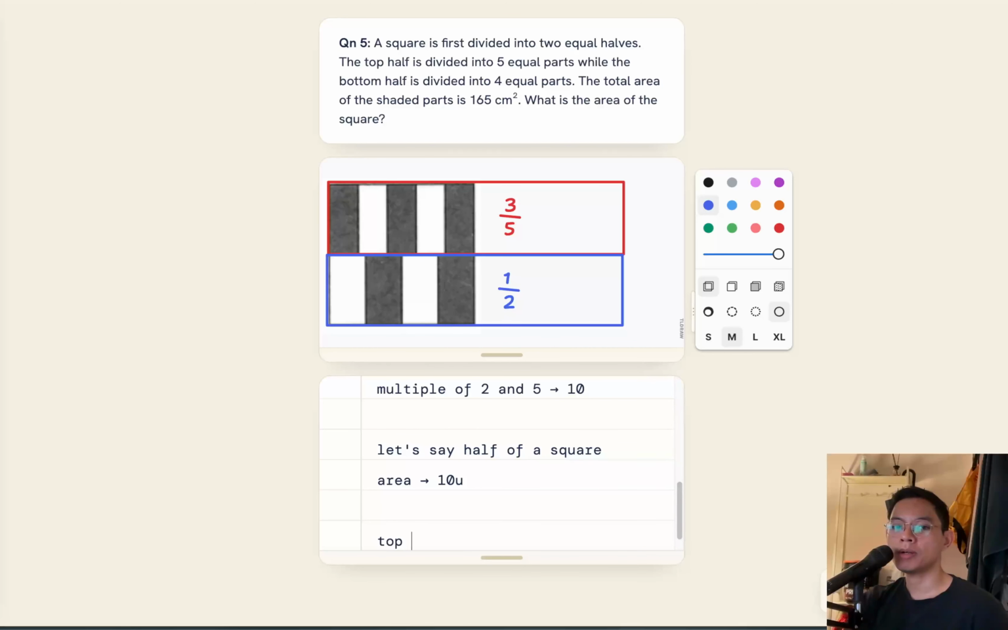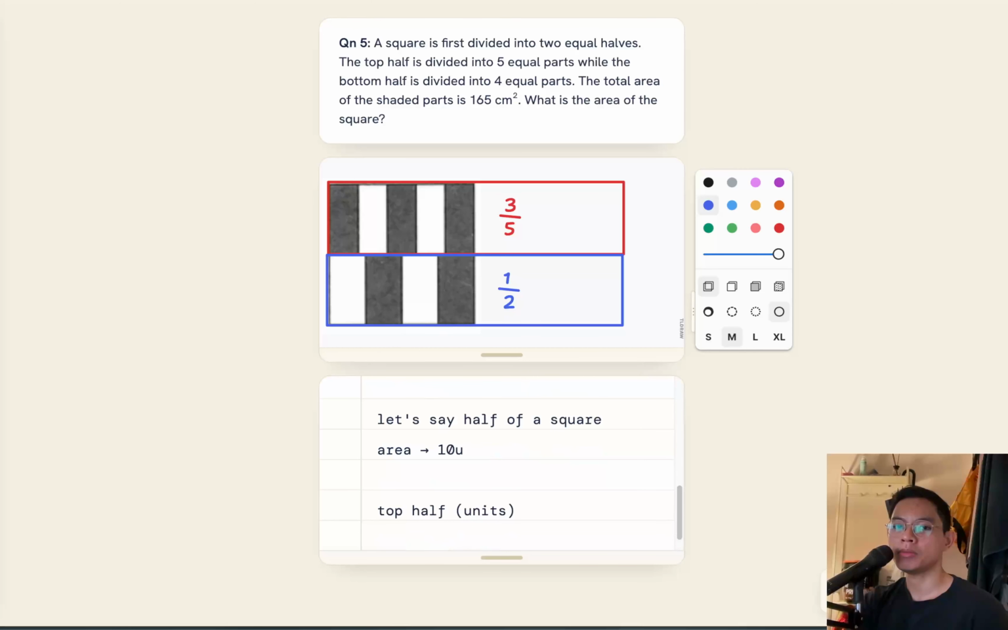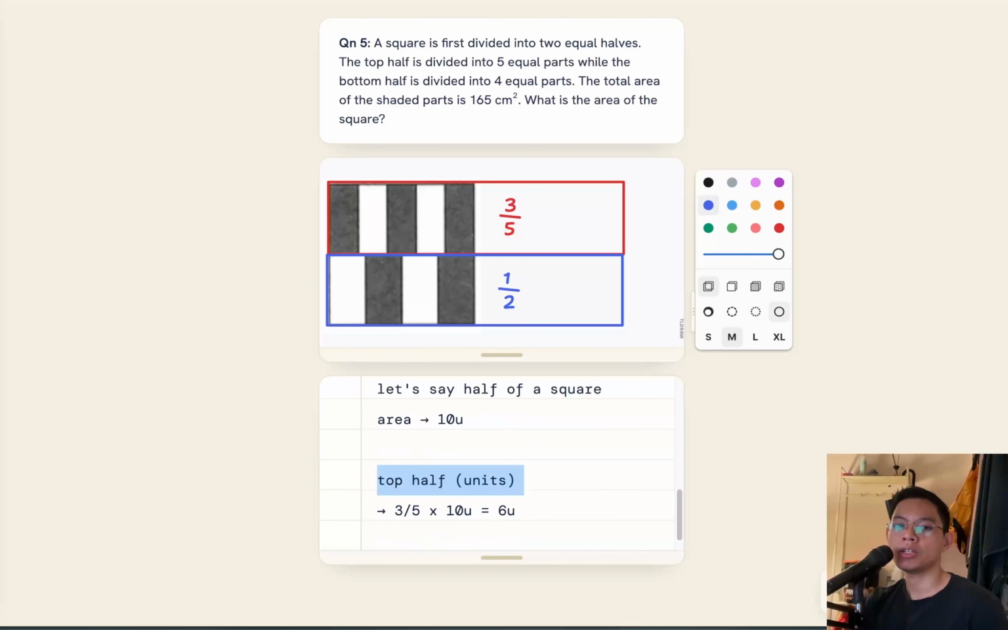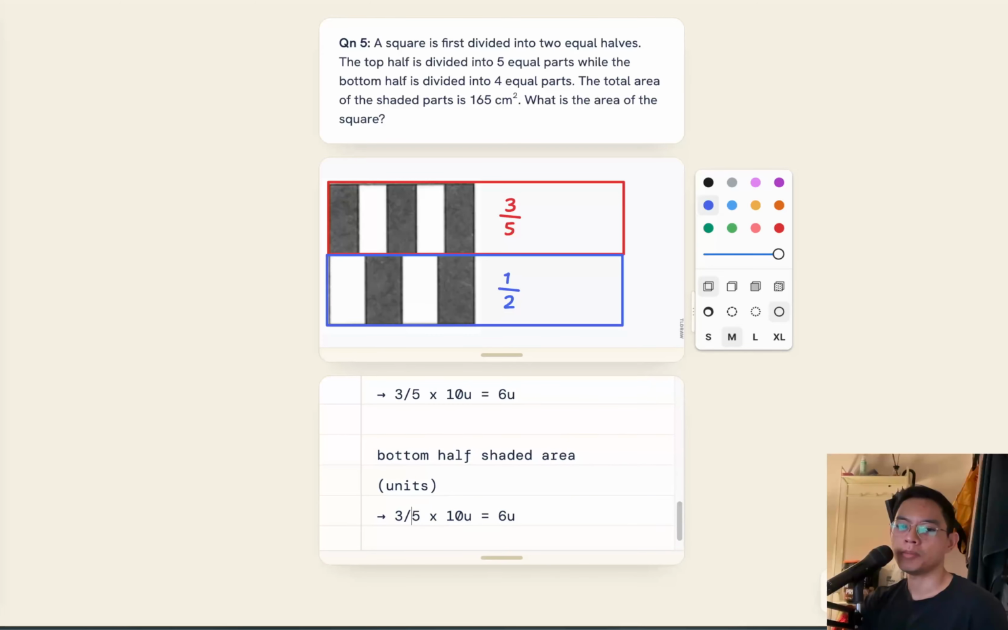So that means the top half in terms of units would be equal to 3 out of 5 times 10 units. This will be equal to 6 units. This is the top half shaded area. And the bottom half would then be half times 10 units, which is 5 units.